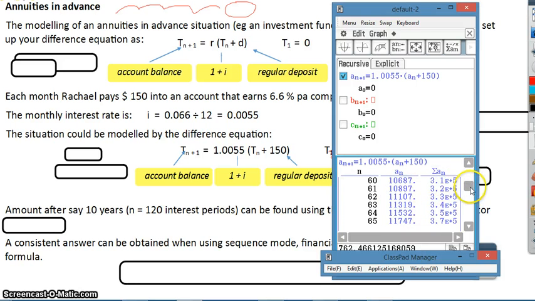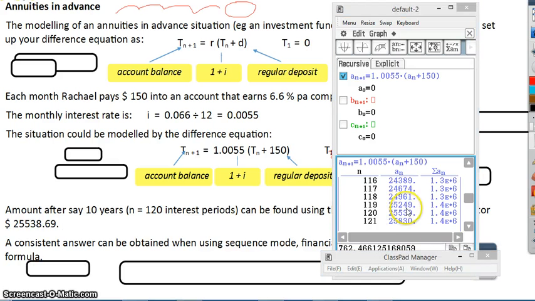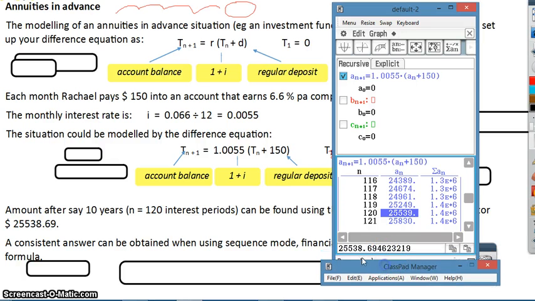Down here, where are we? There we go. $25,539. Now I should say we should click in there and we can see underneath actually 25538.69 as it says here.